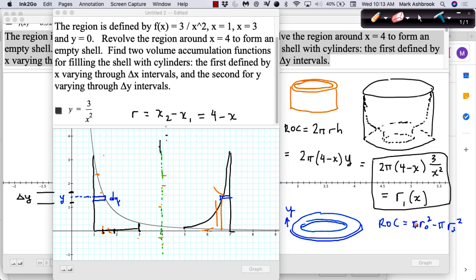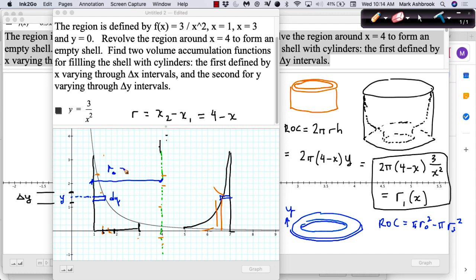Okay, and so now we got to get these radii in terms of what variable? Y, right? So we need the y variables. Okay, so outside radius, start with that. What's the outside radius of these? That's it right there. That's the outside radius.